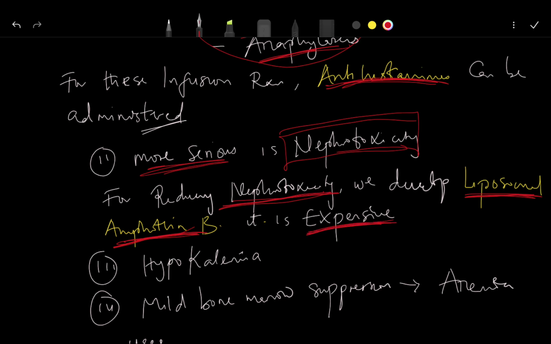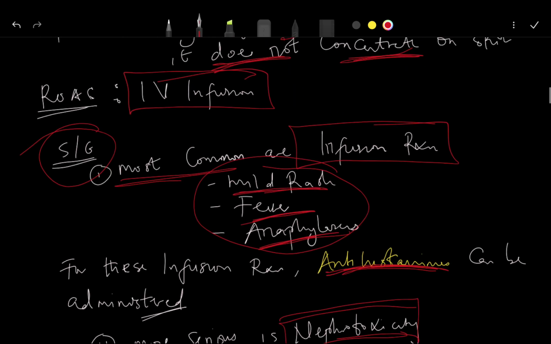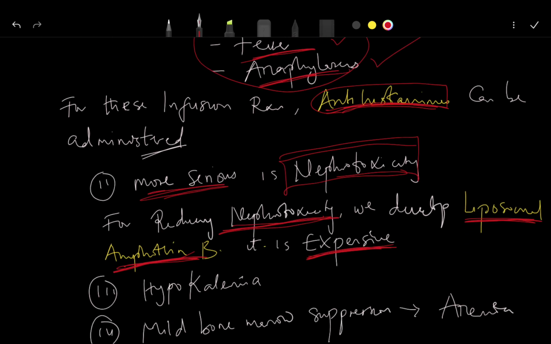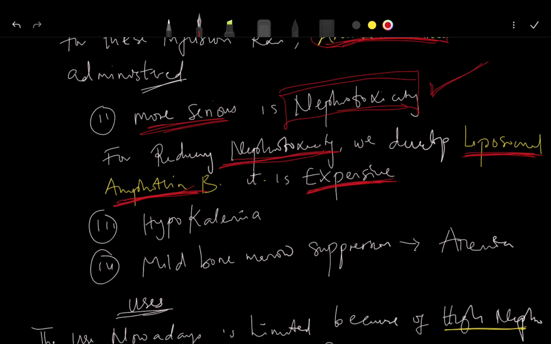Okay, so we've seen that amphotericin B has a very common side effect that is called infusion reaction, where there will be mild rash, fever, anaphylaxis. Then we give antihistamine for that. While the most serious side effect is what we call nephrotoxicity, and for the nephrotoxicity we come up with liposomal amphotericin B, which is more like a well-packaged amphotericin B that is packaged in a lipid. Okay, that is surrounded by lipid molecules. So this one is more expensive.